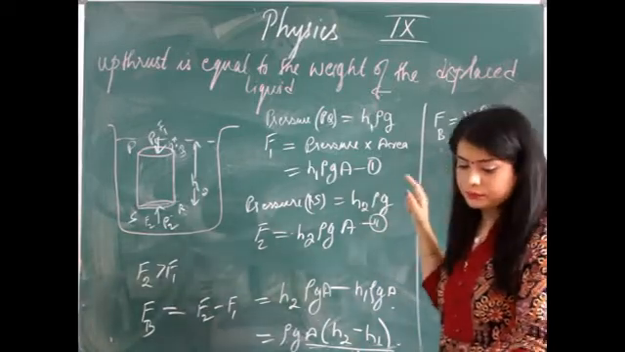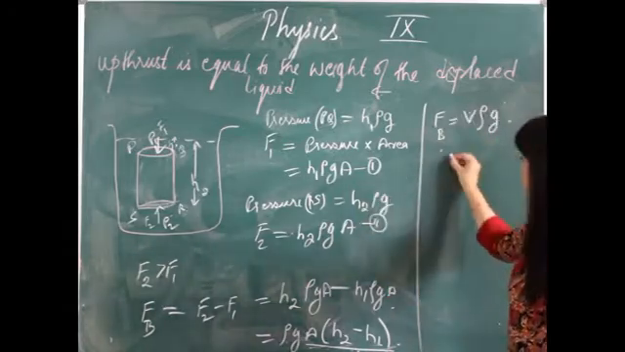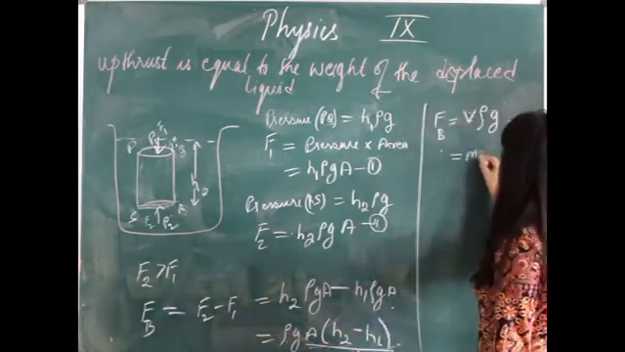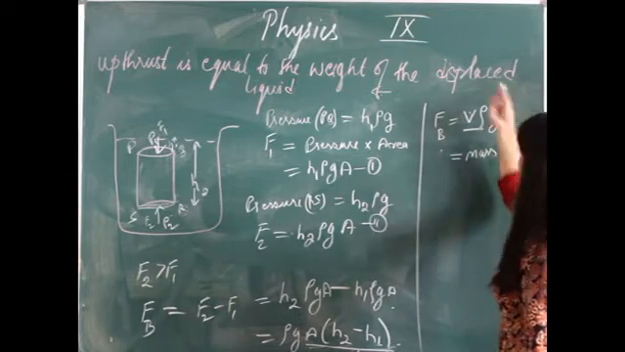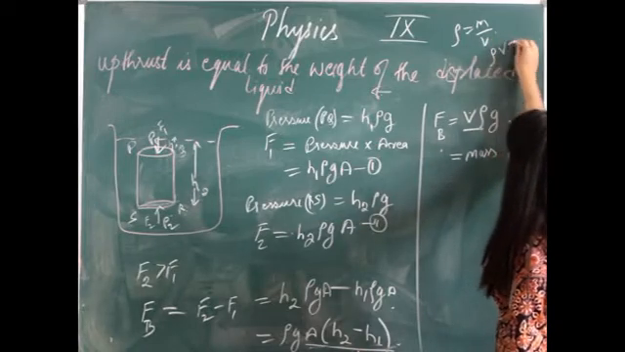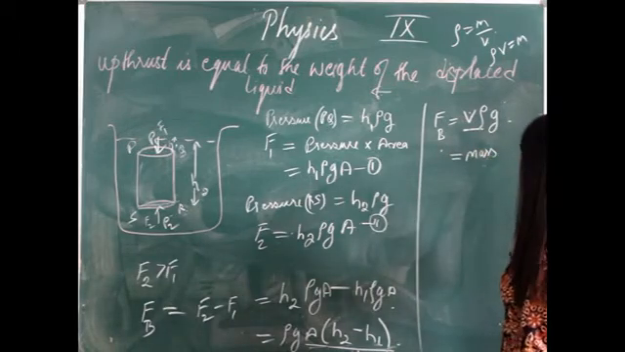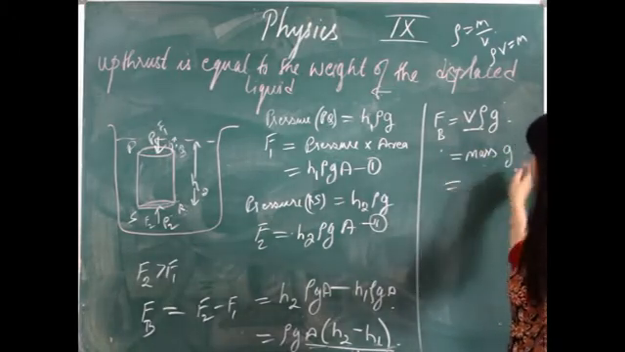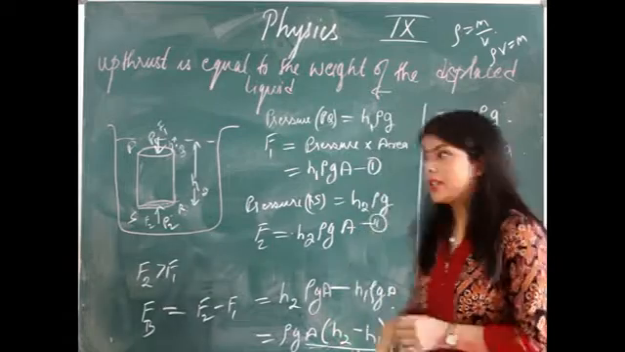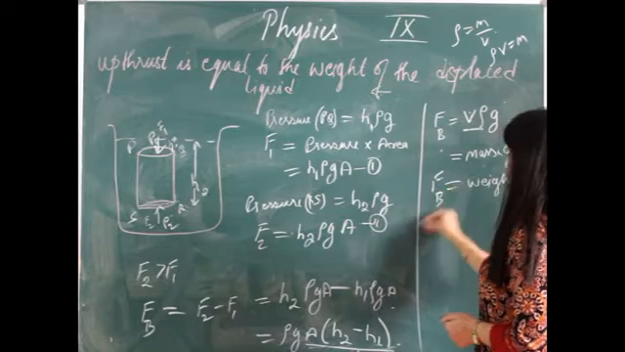Now from here, volume into density, what is the formula? Density is equal to mass divided by volume. So density into volume gives the mass. Mass into acceleration due to gravity. Now again, mass into acceleration due to gravity gives us the weight.